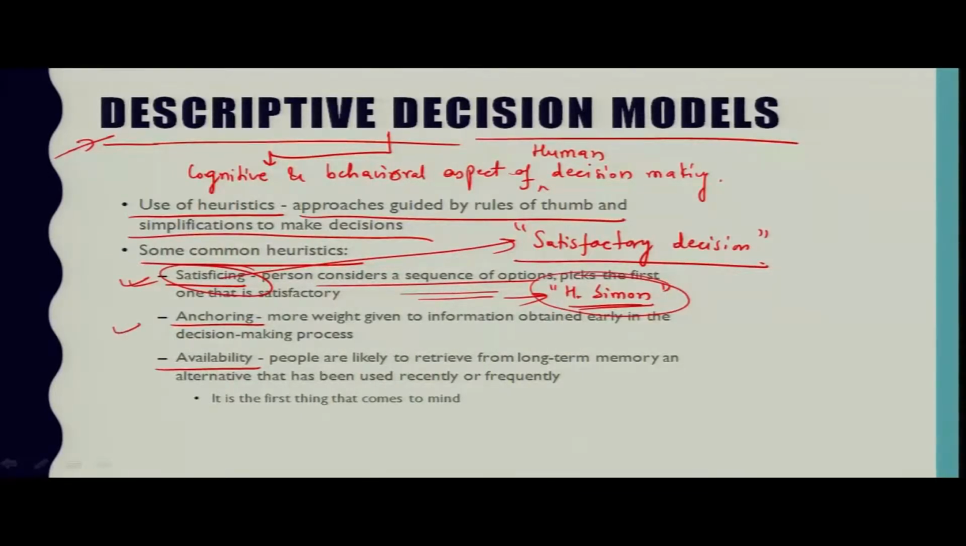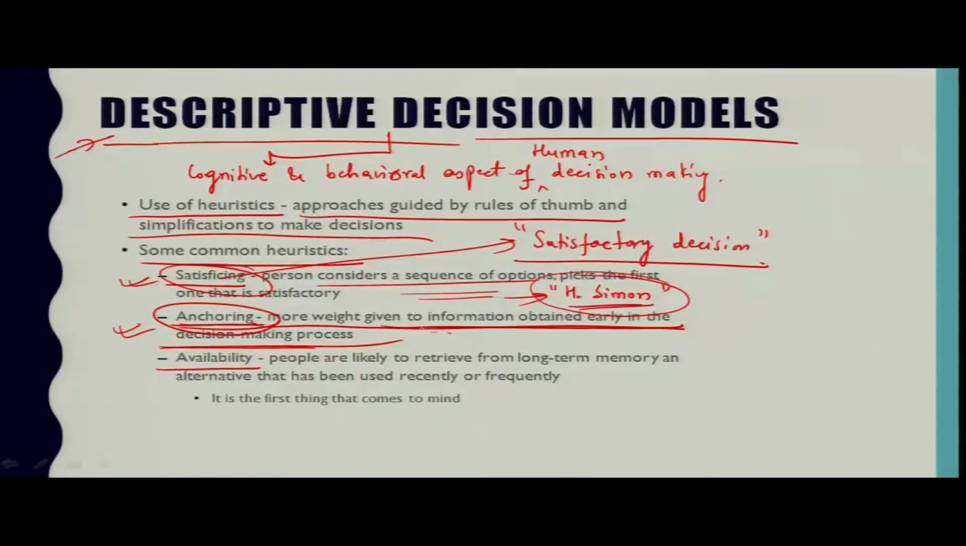So the next heuristic is the anchoring heuristic. In that, people tend to give more weight to the information obtained early in the decision making process. Thus the final decision is influenced more by early information that anchors the process than by the information obtained subsequently. So as a summary, more weight is given to the information obtained early in the decision making process.